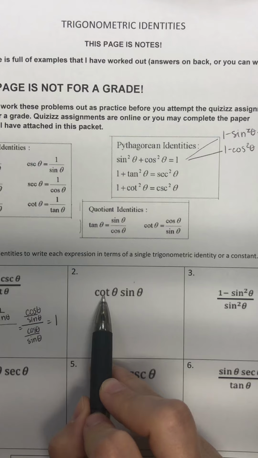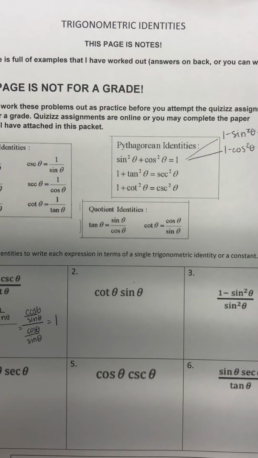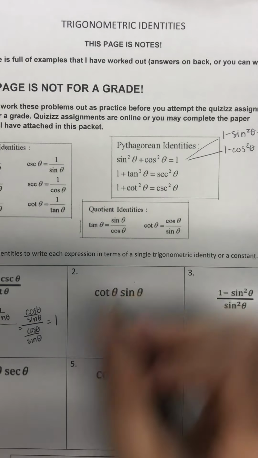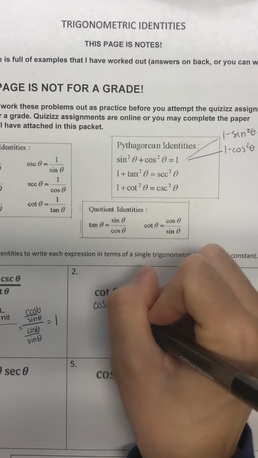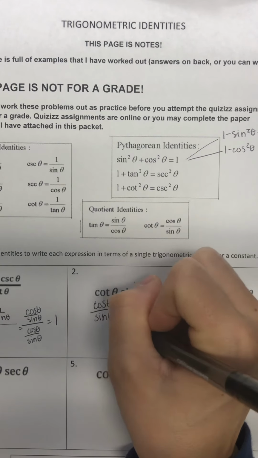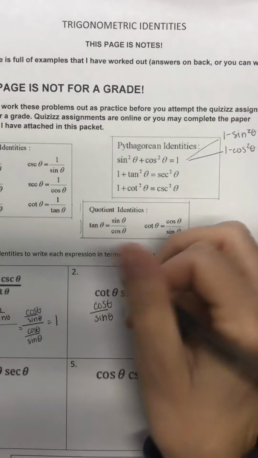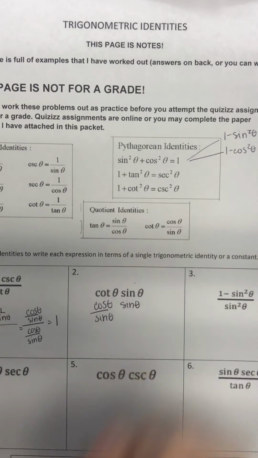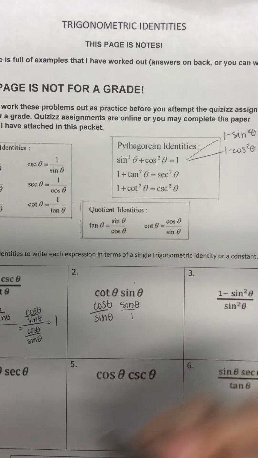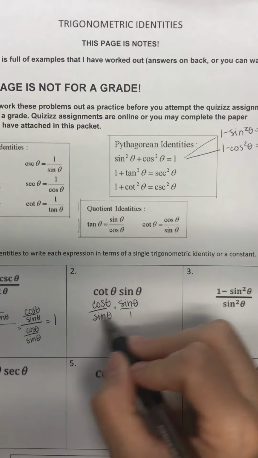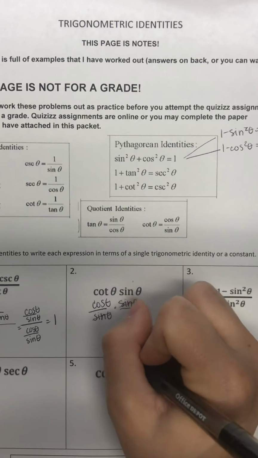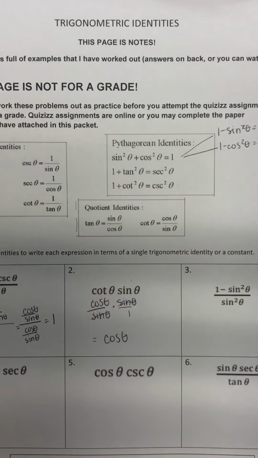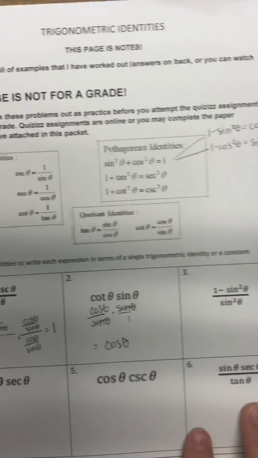On the next one, cotangent and sine, there's no Pythagorean identities I can use, so I'm going to go to cotangent and write this as cosine over sine. Sine is already in terms of sine or cosine, so I'm going to leave that. Basically, I can write it over 1. These cancel out, and I'm left with cosine theta. That's a single trig identity, so I'm done.